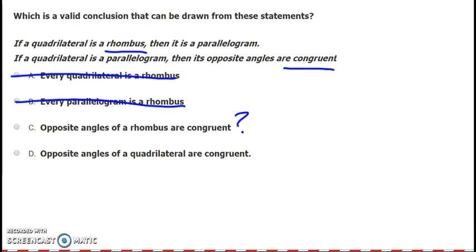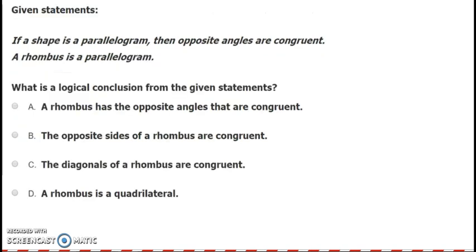Let's look at letter D. Opposite angles of a quadrilateral are congruent. Well, again, from this, we can't judge that. We know that if a quadrilateral is a rhombus, then it's a parallelogram, and a parallelogram has opposite angles that are congruent. Not necessarily all quadrilaterals. So it's not going to be letter D. In this case, my answer is: if the shape is a parallelogram, then its opposite angles are congruent. A rhombus is a parallelogram.